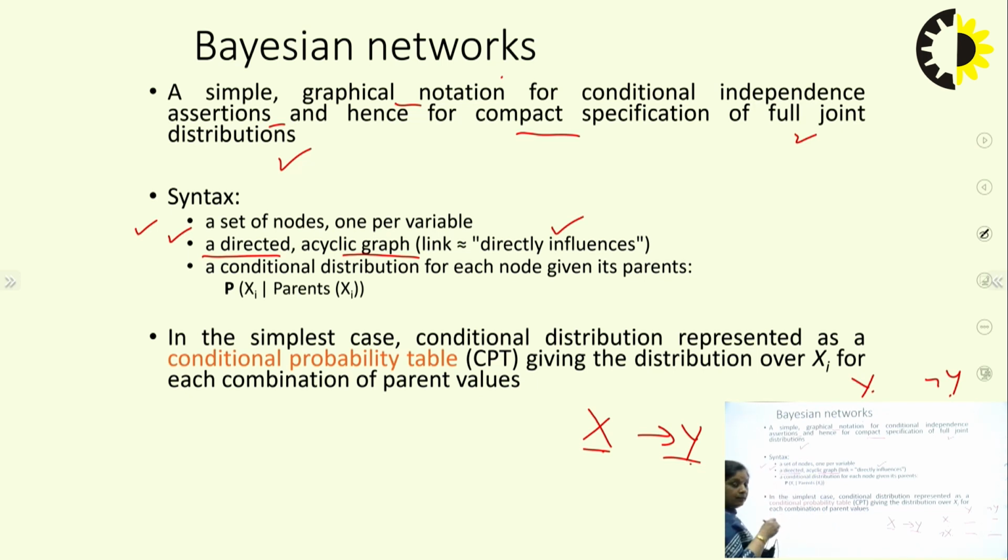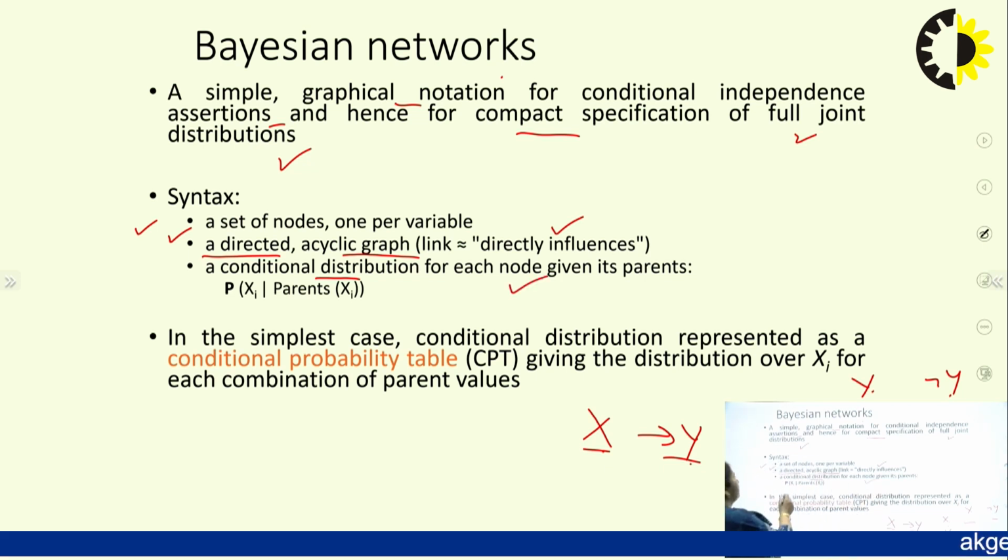What else is there in syntax? So what we have talked about, for each variable we will have a node, okay, and we will have a directed acyclic graph. Now the third point is a conditional distribution for each node given its parent will be given. So that we have already talked about on one of the slides, what it is, probability of xi when parents of xi are given.